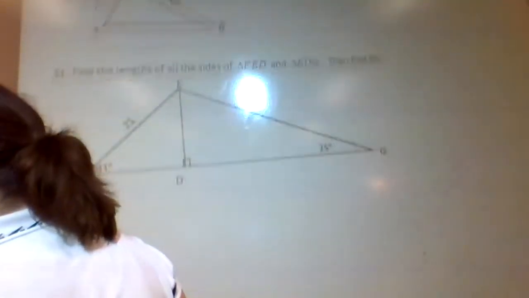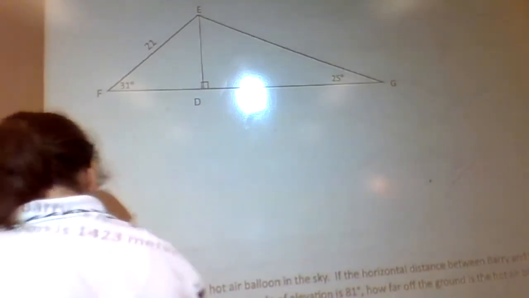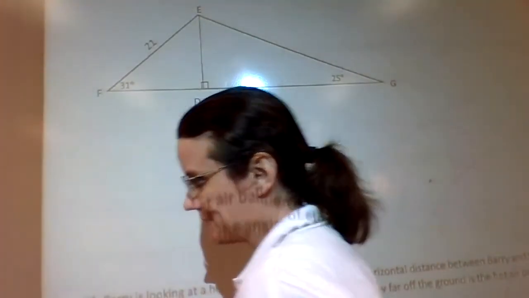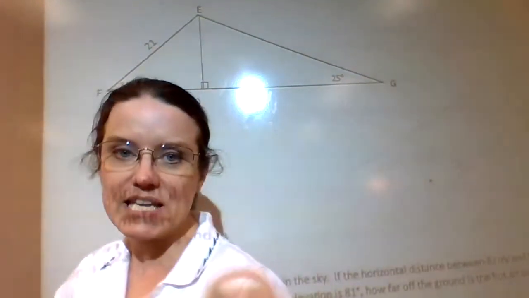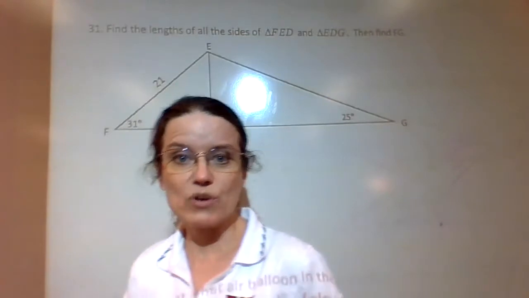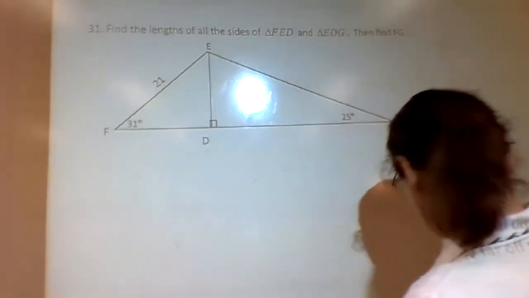Number 31, moving right along. We're going to find the lengths of all the sides in this triangle. We've got lots of things going on here. So I have two sets of triangles in here, so I'm going to focus on each one separately, depending on which one tells me the most stuff first. You start with what you know and work your way into what you don't know.